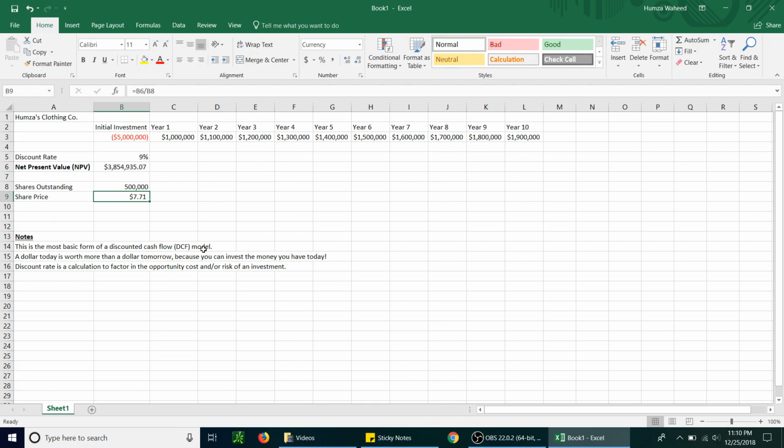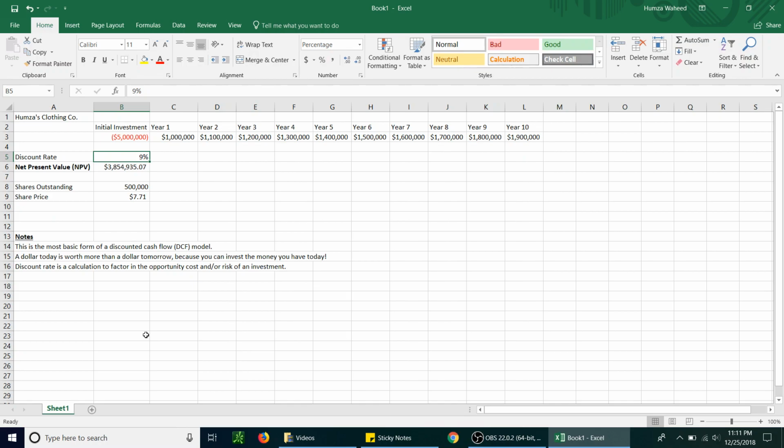So now just going a little bit further into what net present value is. What we just did here would be the most basic form of a discounted cash flow model. We are just assuming that we have 10 years worth of income and we have an initial investment. So that is just a basic discounted cash flow model. It's just assuming or predicting the future cash flows of a business and then discounting them with a specified discount rate. Your discount rate is a calculation to factor in either the opportunity cost and or the risk of an investment.